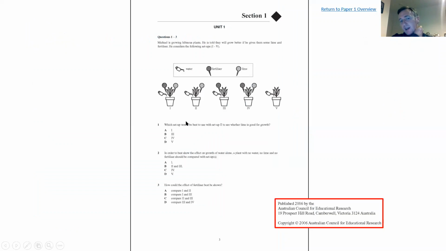So let's look at a previous example. In this example, it's about the growing conditions of plants with lime, water, and fertilizer. And the first question is, which setup would be best to see whether lime is good for growth? So you're given the data, and then it's how quickly you can analyze and interpret that data using the different factors, the water, fertilizer, and lime, which is relevant for the answer.